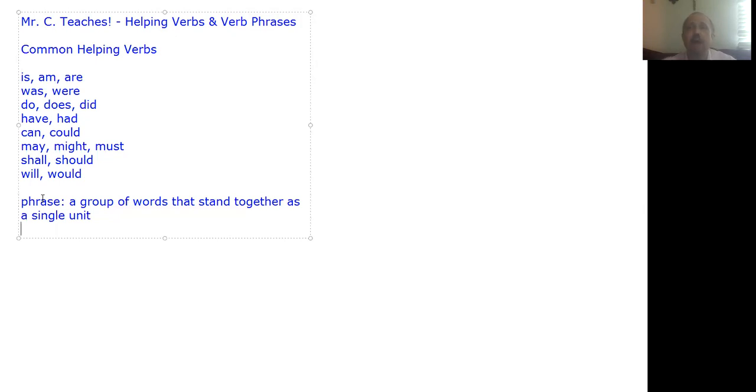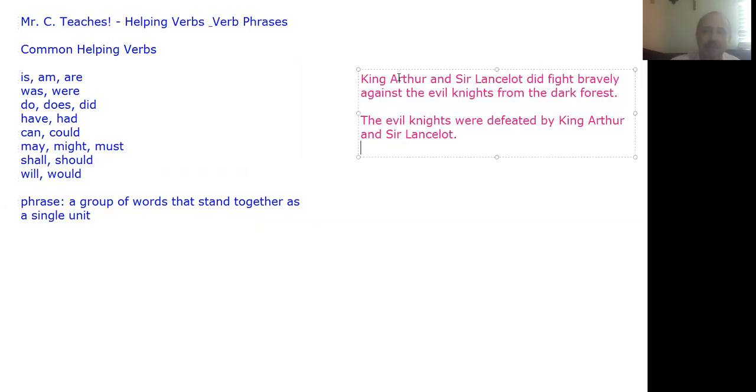So there's that. All right, let's look at a couple of example sentences that have helping verbs in them, so I can show you more clearly, I hope, what it is we're talking about. I have some lovely sentences right here. Are you ready? Here we go. We have: King Arthur and Sir Lancelot did fight bravely against the evil knights from the dark forest. Ooh, exciting. And of course: The evil knights were defeated by King Arthur and Sir Lancelot. Almost goes without saying, right?